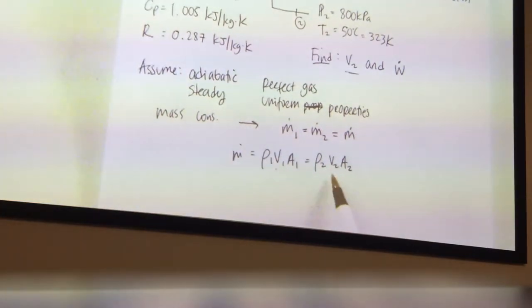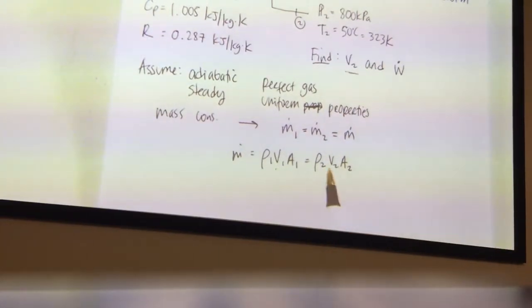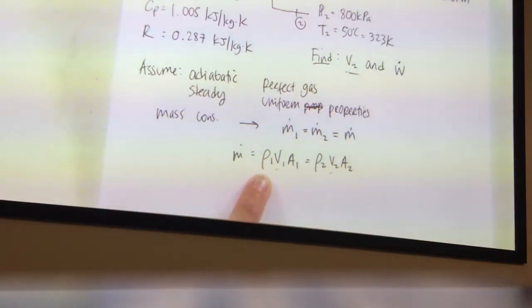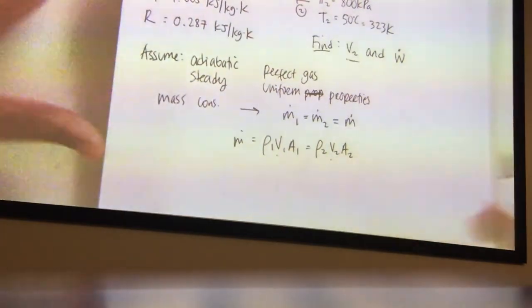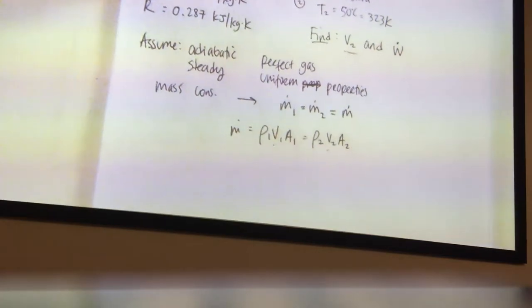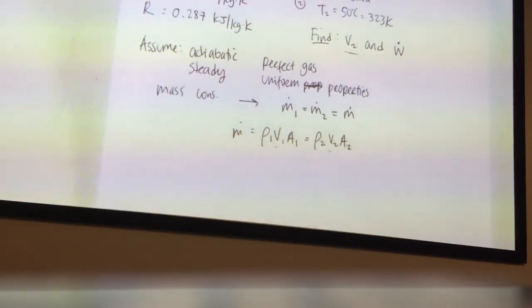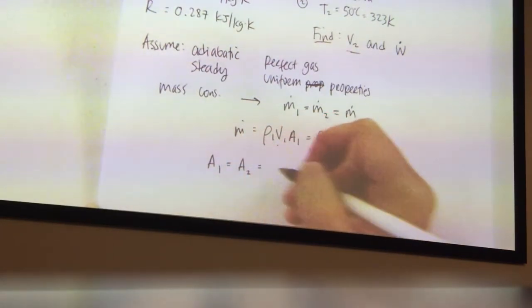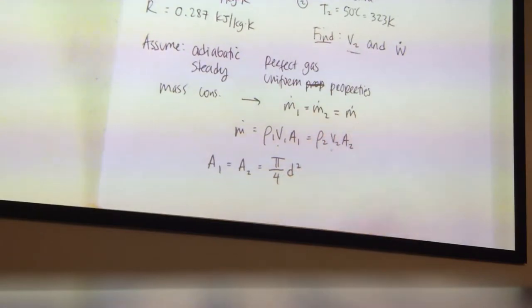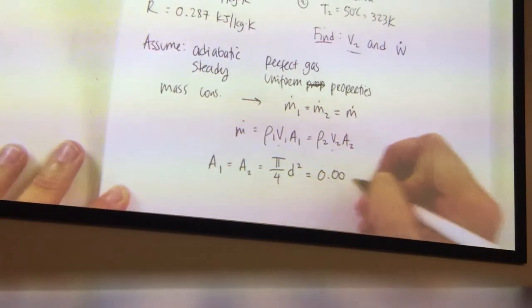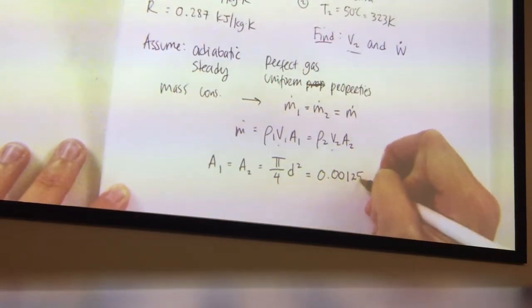Now, they don't give us the velocities, but they give us the areas, which are the same, and they also give us the pressure and temperature at each location, so we can find the rho. They also give us the mass flow rate. So we basically have two equations and two unknowns, which are the velocities. Let's first find the areas. Area 1 equals area 2, so that is pi times 4 squared over 4. Make sure you put the diameter in meters, and that gives 0.00125 meters squared.